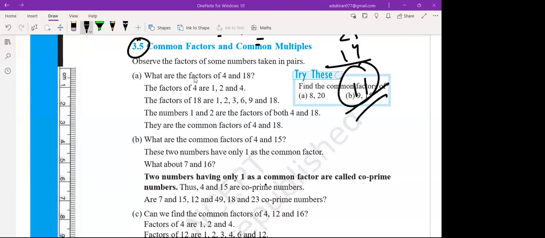Okay, so today we are going to start a new concept, which is common factor and common multiple. Fine? Okay, can you see the screen? Yes.